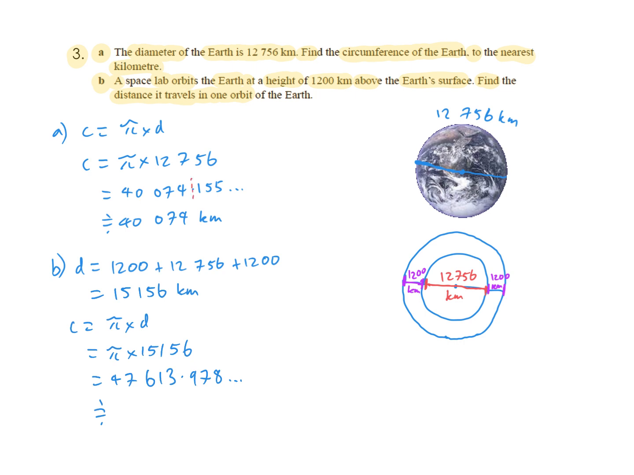I didn't show where I cut it off last time, did I? Round that to the nearest whole number, and I get 47,614, because the 9 goes up, kilometers. All right, now I'm going to do a quick check to make sure I've got that. There's another way to do this question. Yep, I've got it right.